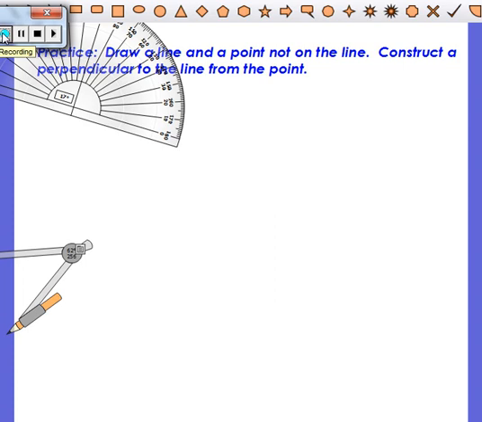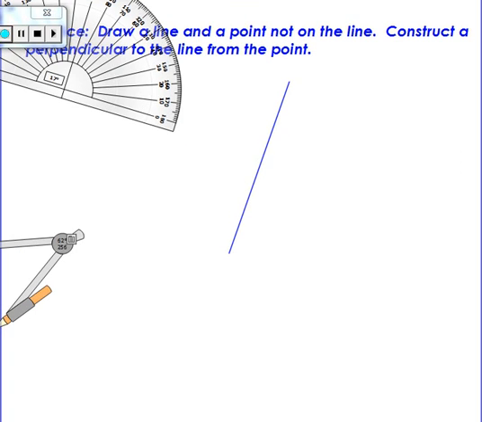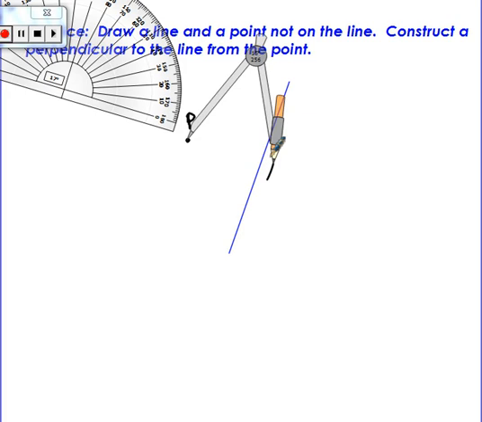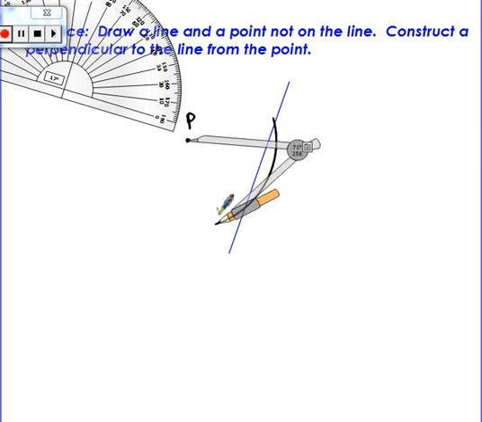So again, to construct the perpendicular to a line from a point not on a line, I've got my line, I've got a point, I'm going to label it P. Open my compass a little past the line, that should be enough. Make an arc. Oops. That intersects the line twice.